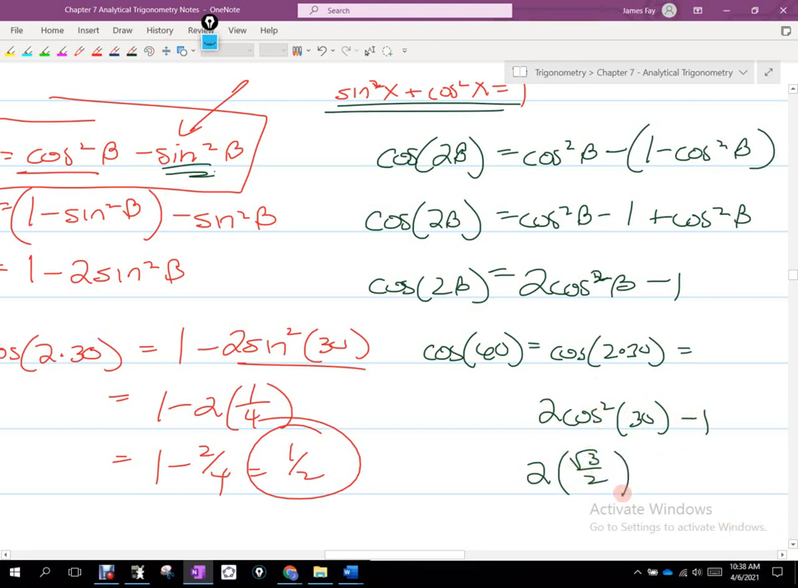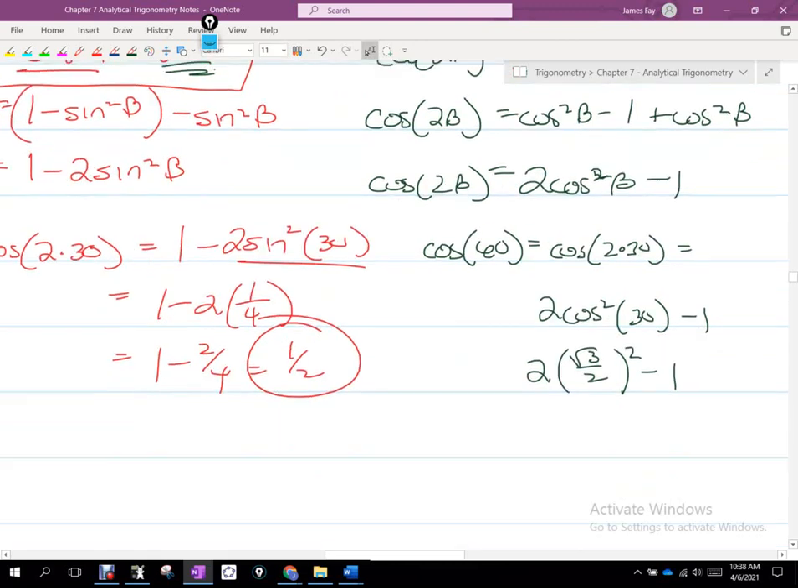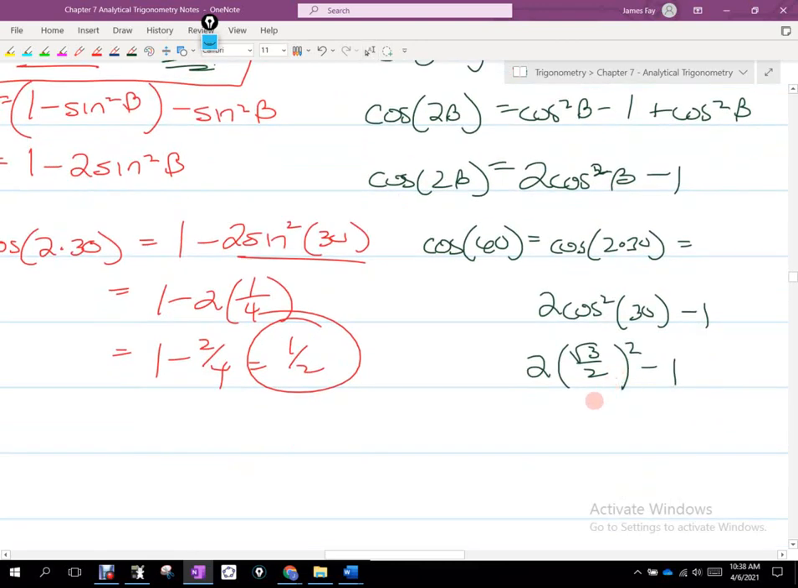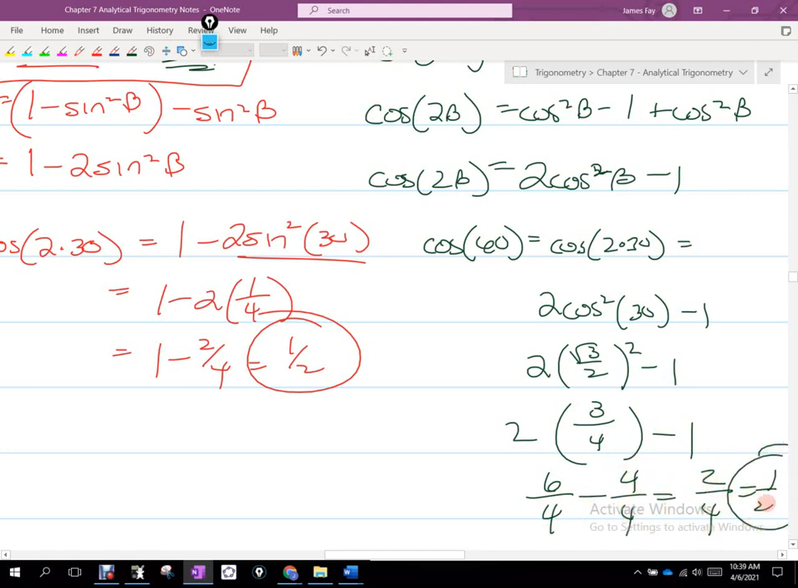Radical 3 over 2. If I square that and subtract 1, then what's radical 3 squared? Okay, 3, and the denominator is going to be 4. So I got that minus that. So now I get 6/4 minus 4/4, which is 2/4 or 1/2. So we just found the cosine of 60 by only knowing what the cosine of 30 was. Does that make sense? Okay.